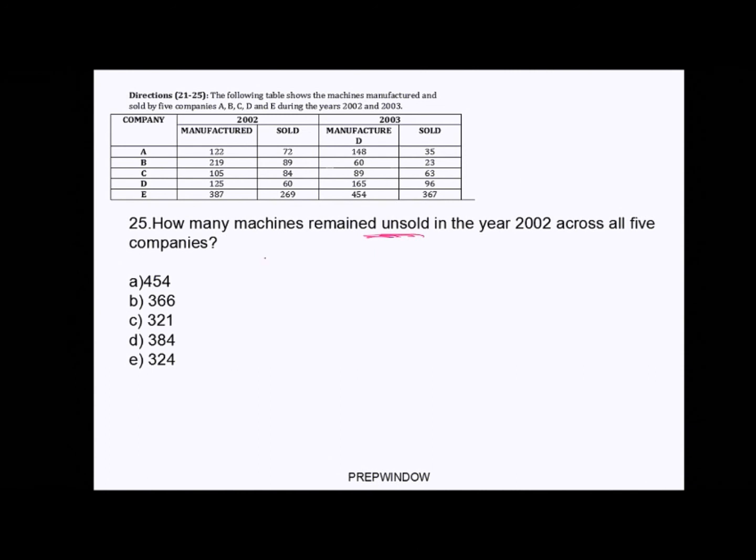So let us see company A unsold. How many machines have been unsold in company A? 122 is manufactured and 72 have been sold. So 122 minus 72. It is 22 more than 100. It is 28 less than 100. So 28 plus 22 is 50. So 50 machines have been unsold in company A. Second, B: 219 minus 89. 11 less than 100, 119 more than 100. 119 plus 11 is 130. So company B is 130.